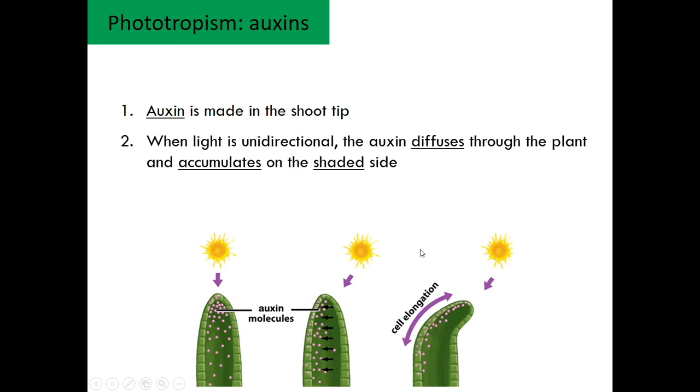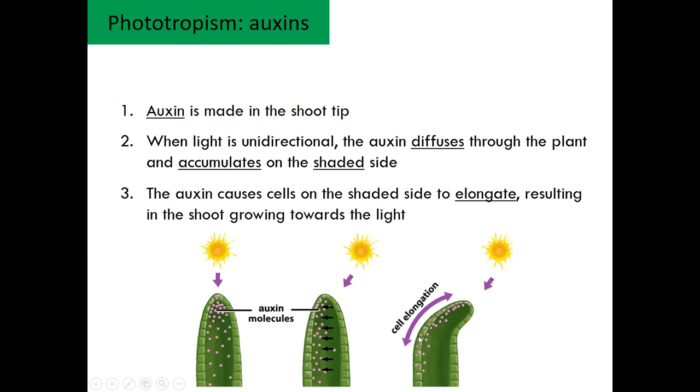When light is coming from one direction, the auxin diffuses through the plant and accumulates on the shaded side. So the shaded side of the plant, you get more auxin. This causes the cells to elongate on the shaded side, and because these cells go longer, it causes the tip to move towards the sunlight. As soon as the shoot is growing towards the sunlight, the auxin will be evenly spread and it will just start going straight towards the sunlight.